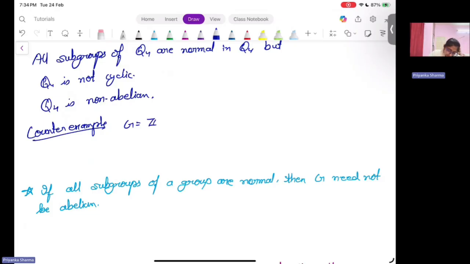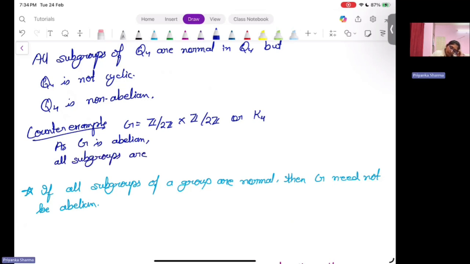If G is Z over 2Z cross Z over 2Z, or we can use K4. So, as G is abelian, all subgroups are normal, but G is not cyclic. Okay.